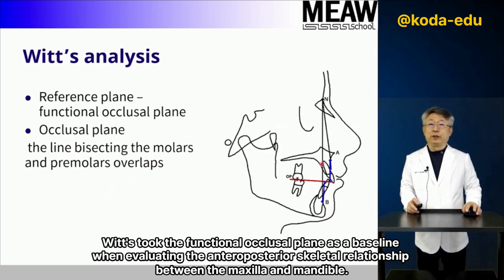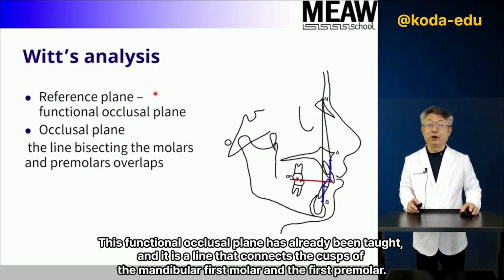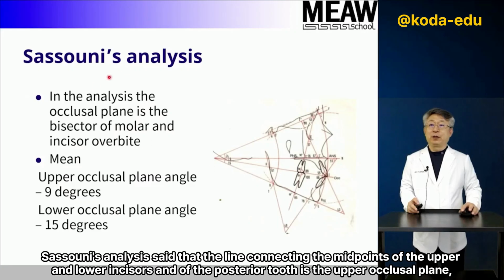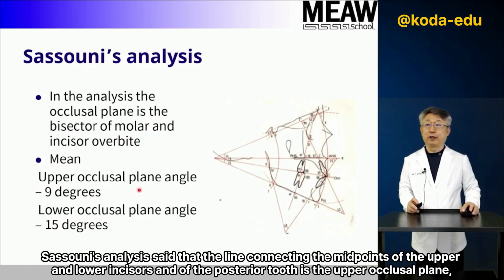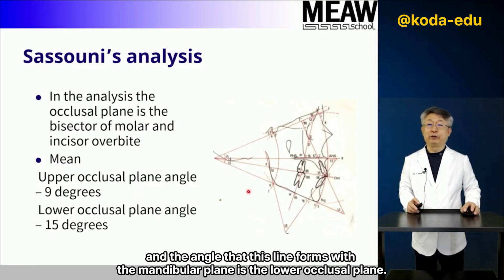Wits took the functional occlusal plane as a baseline when evaluating the anteroposterior skeletal relationship between the maxilla and mandible. This functional occlusal plane has already been taught, and it is a line that connects the cusps of the mandibular first molar and the first premolar. Sassouni's analysis said that the line connecting the midpoints of the upper and lower incisors and of the posterior teeth is the upper occlusal plane, and the angle that this line forms with the mandibular plane is the lower occlusal plane.